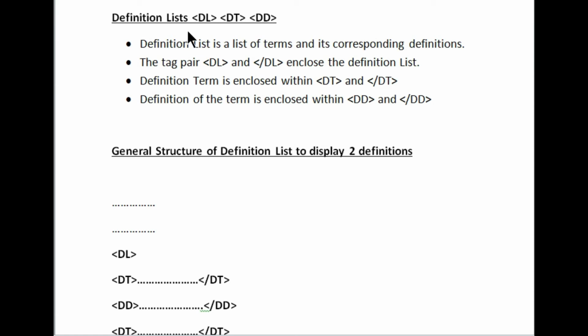ഓക്കെ, അപ്പോൾ to display the definition list we have to use, it's mandatory to use 3 tags. DL എന്ന് പറയുന്ന ടാഗ് യൂസ് ചെയ്യണം. DT എന്ന് പറയുന്ന ടാഗ് യൂസ് ചെയ്യണം. DD എന്ന് പറയുന്ന ടാഗ് യൂസ് ചെയ്യണം. DL stands for definition list, DT stands for definition term, and DD stands for data definition or the definition of the term. Okay, these 3 tags are container tags. ഈ 3 tagsഉം container tags ആണ്.